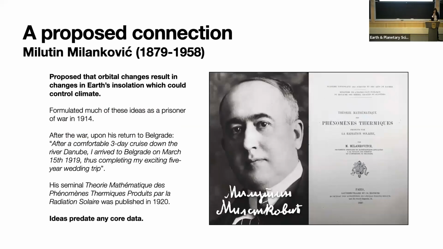So these ice ages are often described and connected with Milankovitch cycles, which I will discuss in a few moments, but as an enthusiast of the history of science, I thought I'd take this time to put Milankovitch into a little bit of context because we just passed his 100-year anniversary of when he published his seminal ideas. And so what did Milankovitch do? He proposed that orbital changes result in changes in how Earth receives radiation from the sun, and that these changes could drive climate change. And he formulated much of these ideas as a prisoner of war in 1914.